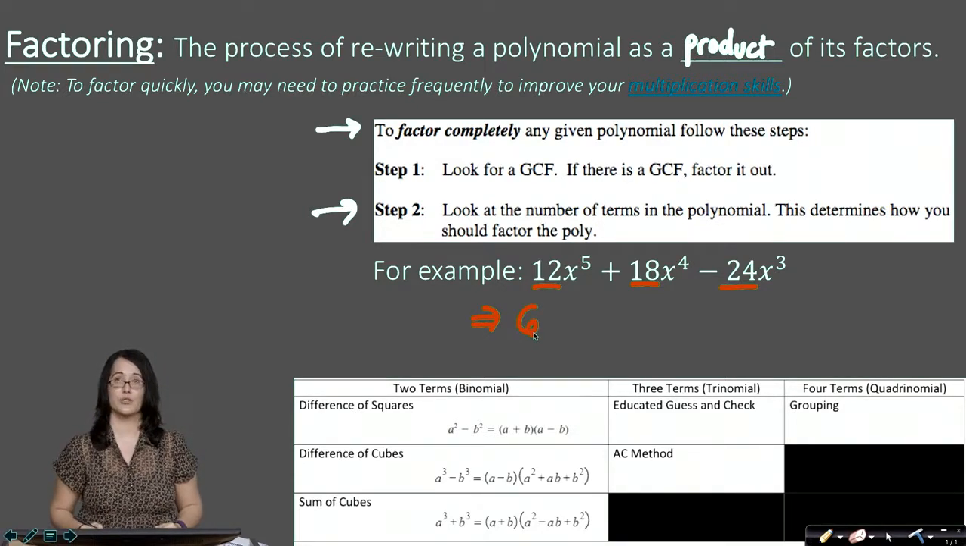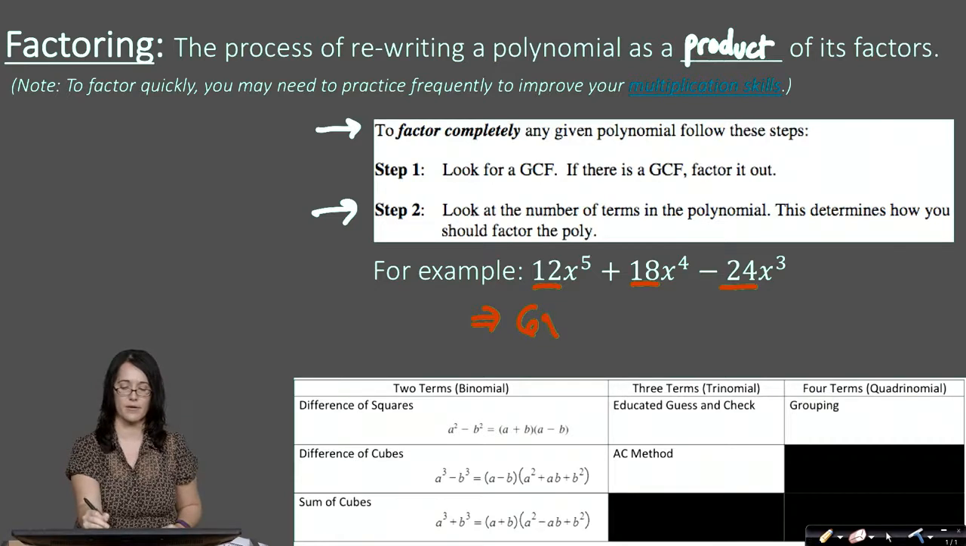What about the x terms? How many x's do they all have in common? Well, x to the 5th means that the first term has 5 copies of x. X to the 4th means that the second term has 4 copies of x. And x to the 3rd means that our third term has 3 copies of x. So how many x's do they all share? X cubed. That's right.